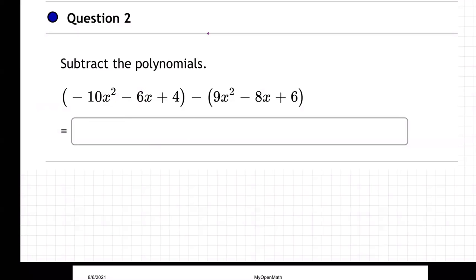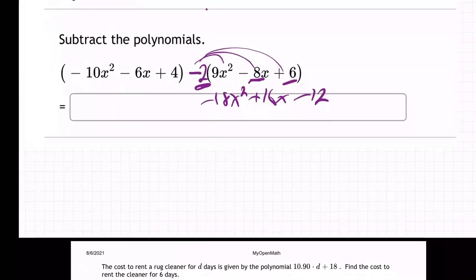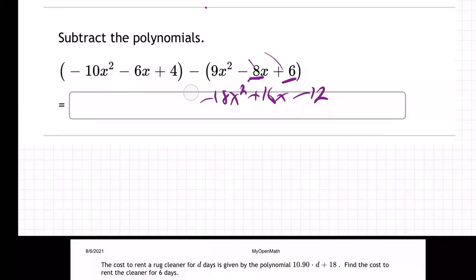Now, what if there was a 2 right up against this parenthesis? Well, first off, it would be a negative 2 because there's also a negative. And that negative 2 would distribute, and I would get negative 18x squared plus, right, because negative 2 times negative 8 would be plus 16x, and negative 2 times plus x would be negative 12, right? That's what the negative 2 would do in that situation, but we don't have a negative 2 there, right?